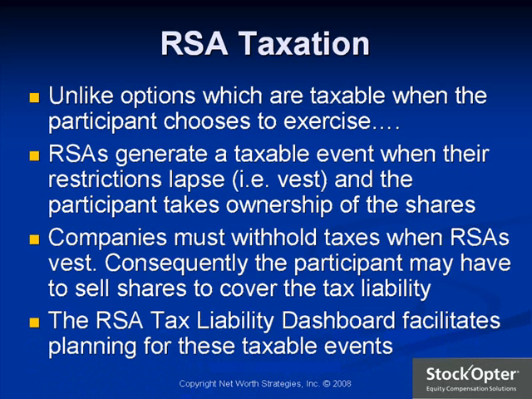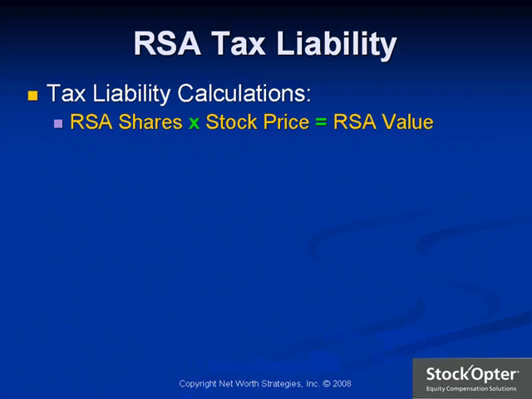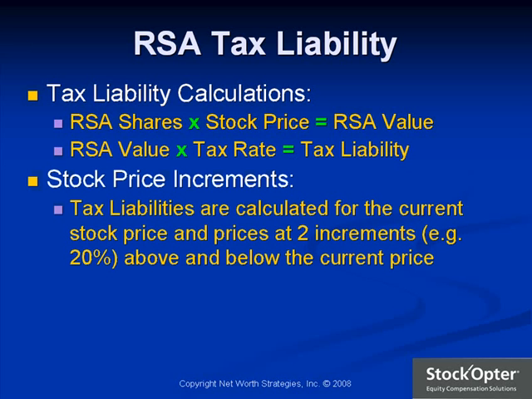The formula used in stockopter.com to calculate the tax liability is as follows. RSA shares times the stock price equals the RSA value, and we apply the tax rate given for this individual to that value for the tax liability.